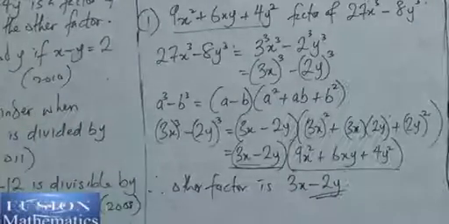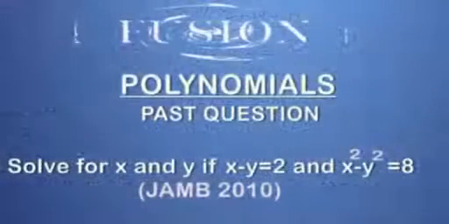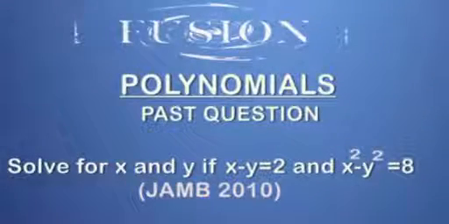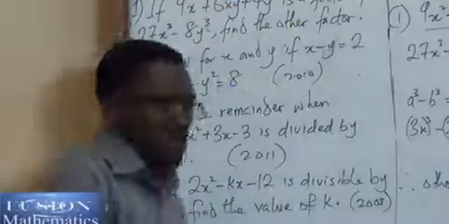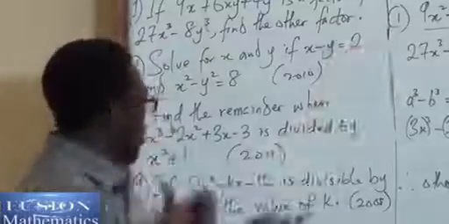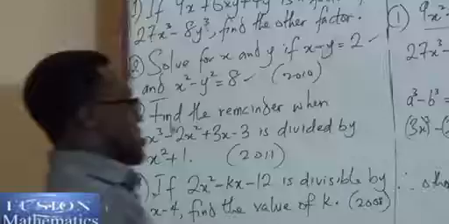First question done. Now let's look at the second question. Solve for x and y if x minus y equals 2 and x squared minus y squared equals 8. Now this is a practical example of a simultaneous equation, one being a linear equation as this one, and the other being a quadratic equation. But let's look at it. Number 2.